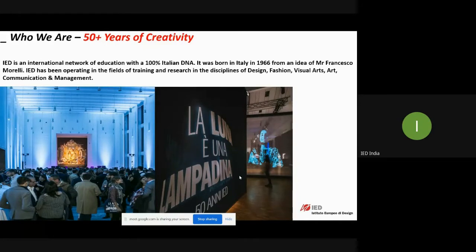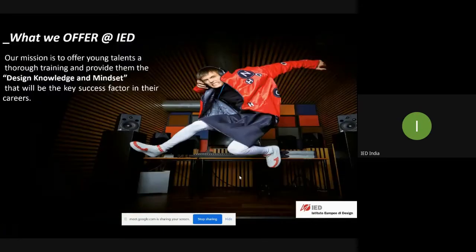Our president started in 1966. We have been operating in 5 different areas, and I would never call IED an institute or a university. I generally call IED a platform which connects students with companies. What we offer at IED. Now, don't go by the crazy look of this student who is jumping. He's a sound design student. You can become crazy like this when you go to IED, just to add some humor to it.